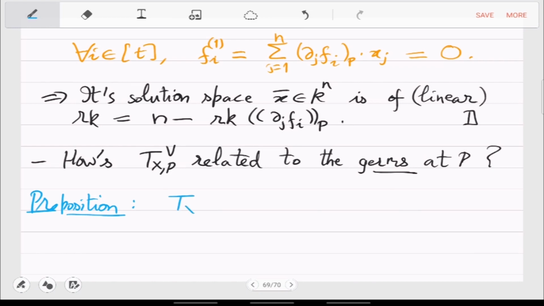Can you guess? So the dual, which is (A1 mod IX1), how is it related to the germs? Now, what if you evaluate this function or any function in this dual space at P, the answer will be 0, right? Because you are only looking at linear forms. So, at P, you will get the answer 0. So, this should somehow be related to MP, because MP are the germs which vanish at P, right? So, is this correct, the isomorphism?